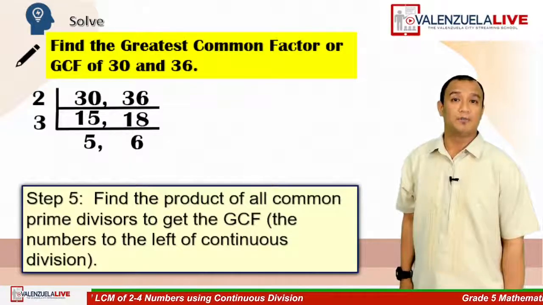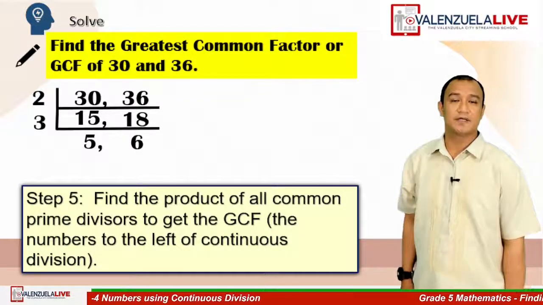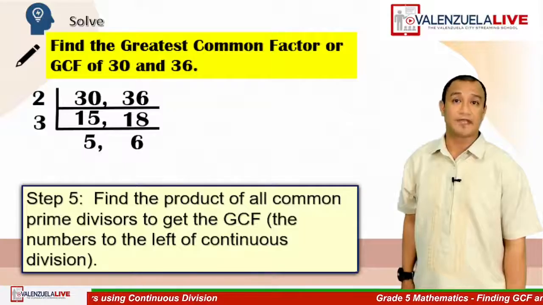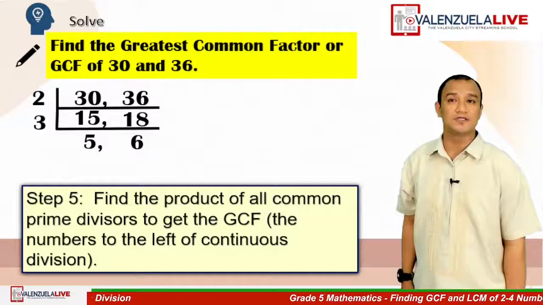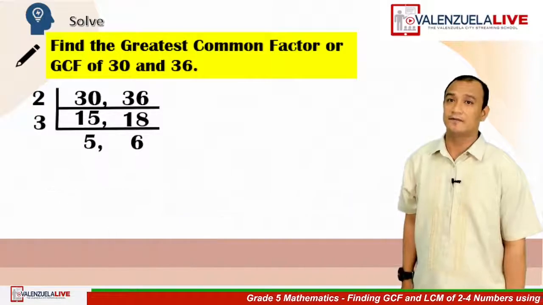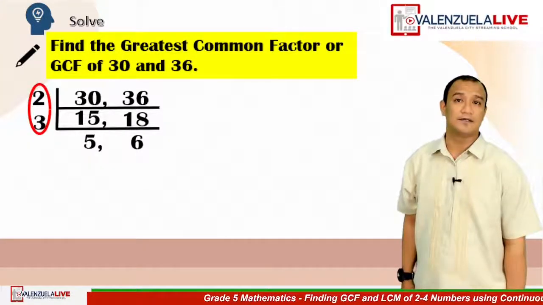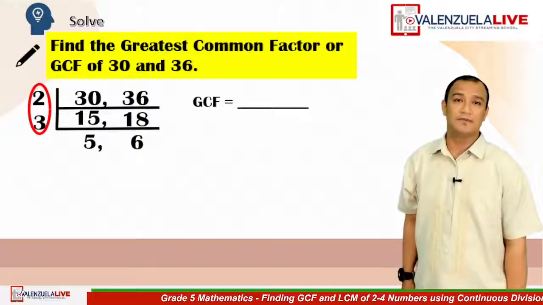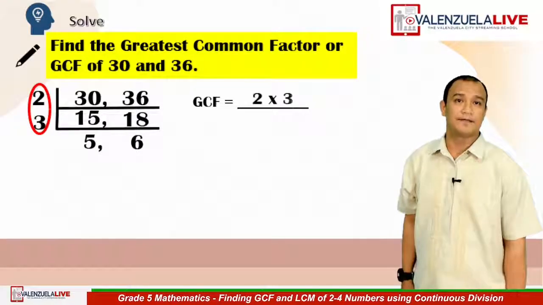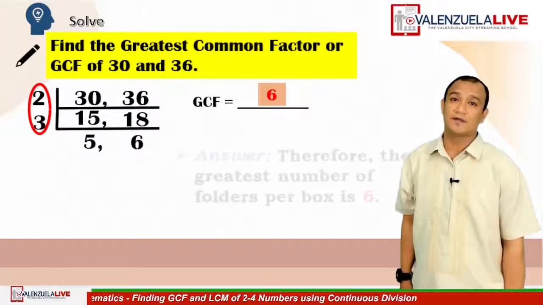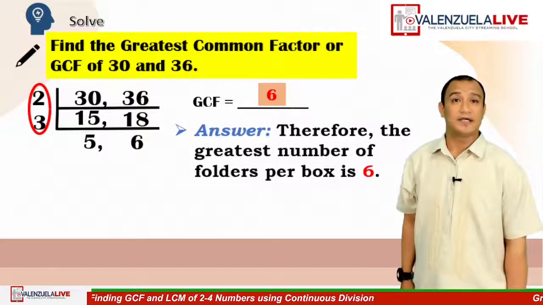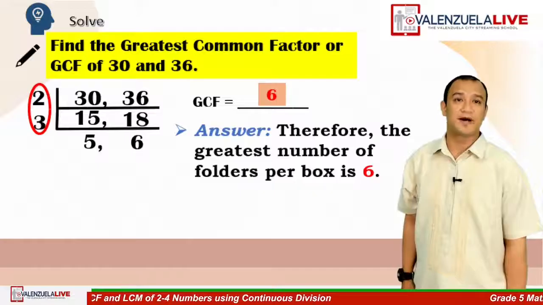Find the product of all common prime divisors to get the GCF. Take note of this, class, that they are the numbers to the left of the continuous division, which are 2 and 3. So let's multiply them to get the GCF. 2 times 3 is 6. So therefore, the greatest number of folders per box is 6.